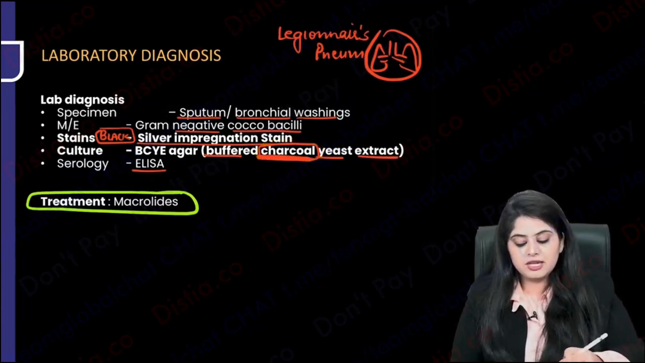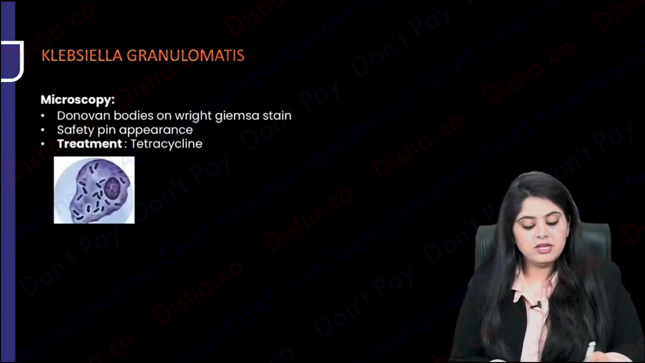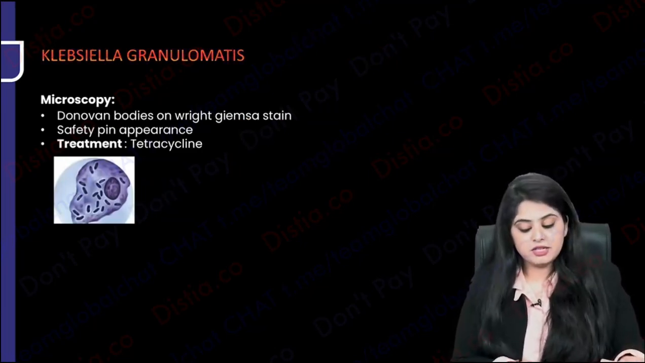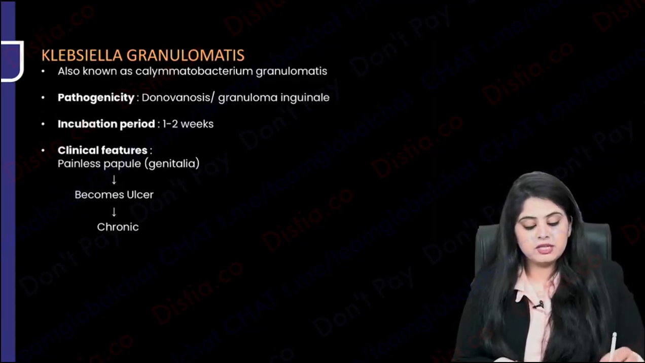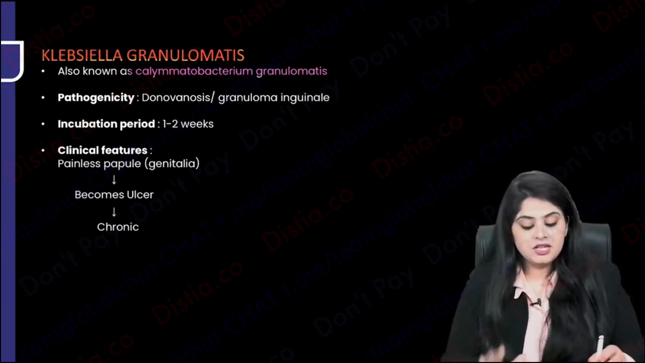There is an organism that I have taught you earlier, so I've just got you for a very, very quick recap. What is that? Klebsiella granulomatis. Go to the Klebsiella chapter. You have studied it, but what all did I make you read about it? Klebsiella granulomatis earlier was known as Calymmatobacterium granulomatis. Now it is Klebsiella. What did I tell you?